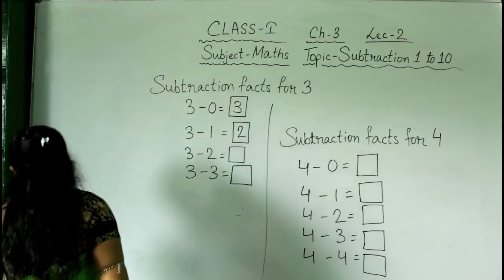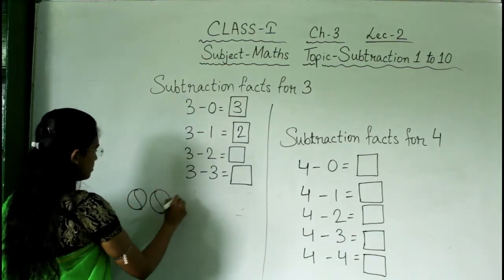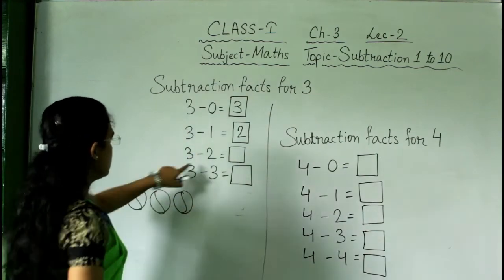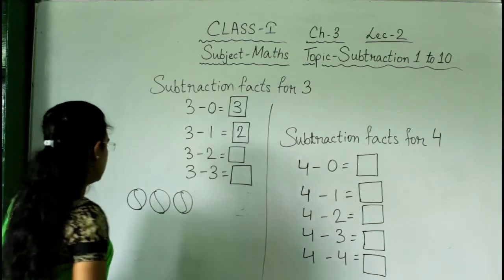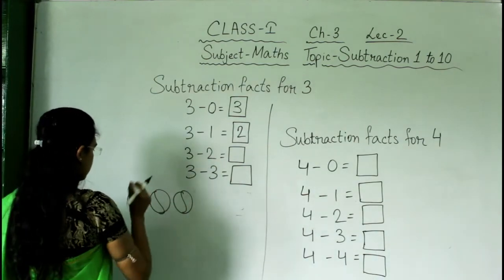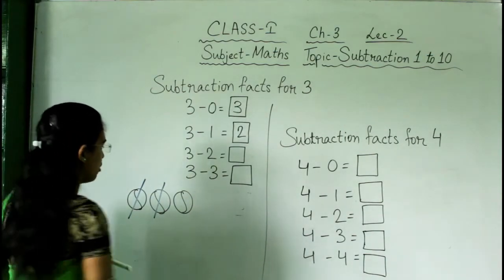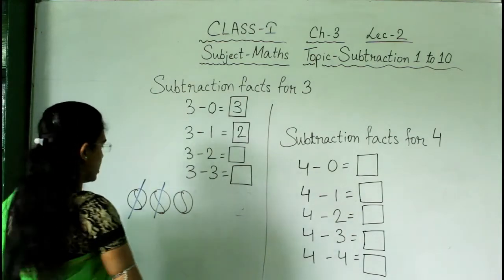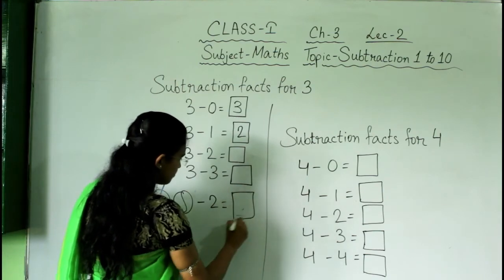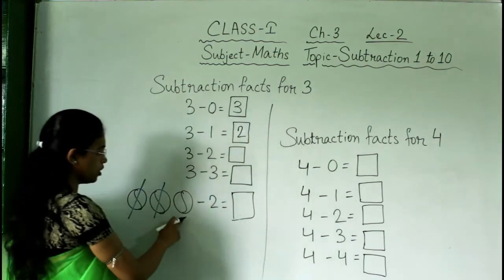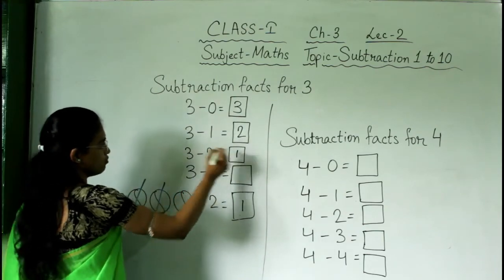What is this? 3 minus 2. So you have 3 balls. Now how many balls do you have to give to your brother? 2 balls. Now from these 3 balls you have given 1, 2 balls to your brother. So how many balls are left with you? Yes, 1 ball. That means 3 minus 2 equals 1.